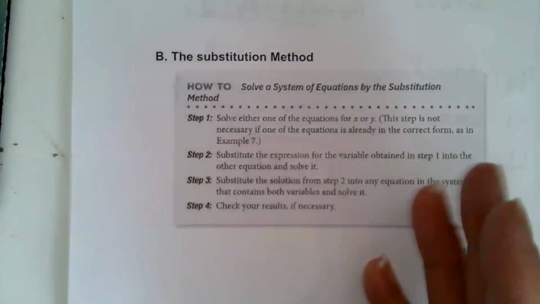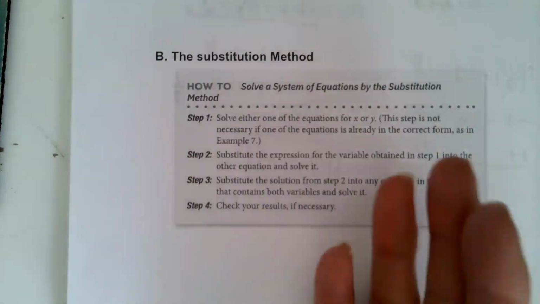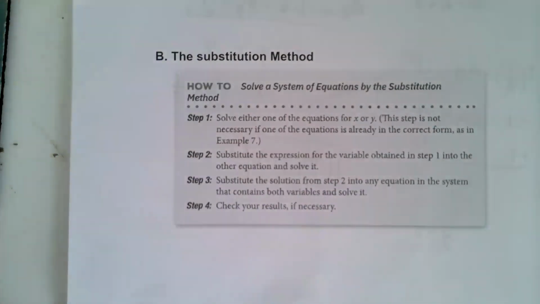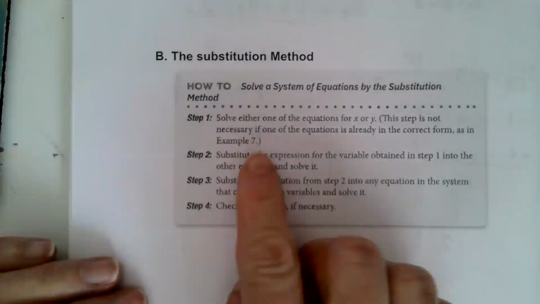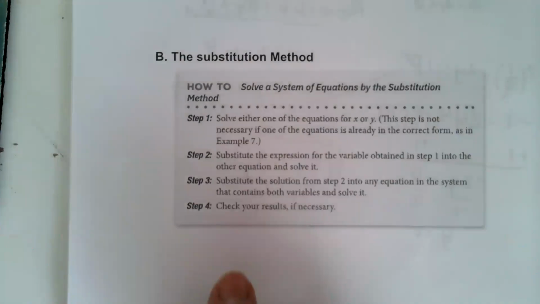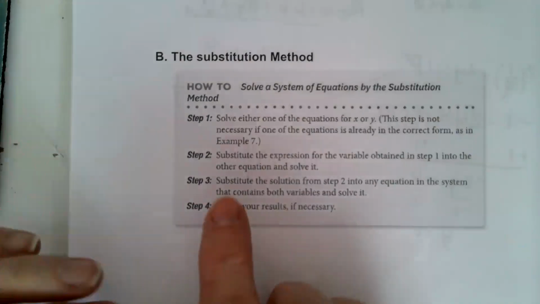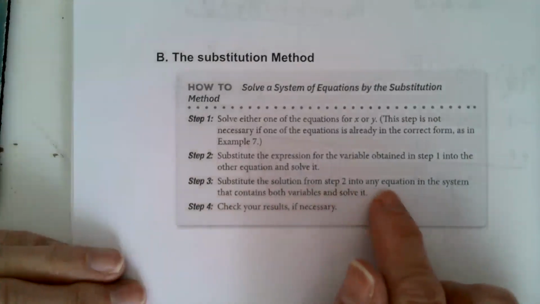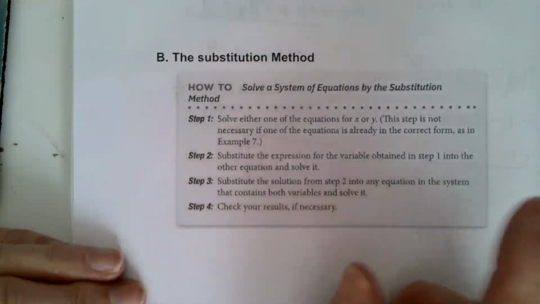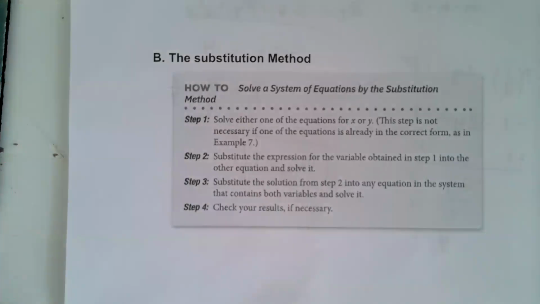Okay, you don't have to manipulate anything if you've already been given one of the equations and x in terms of y or y in terms of x. You're then going to substitute that expression for the variable obtained in step 1 into the other equation and solve. Substitute the solution from step 2 into any equation of the system that contains both variables and solve for the second variable. And then, of course, check your results if necessary.